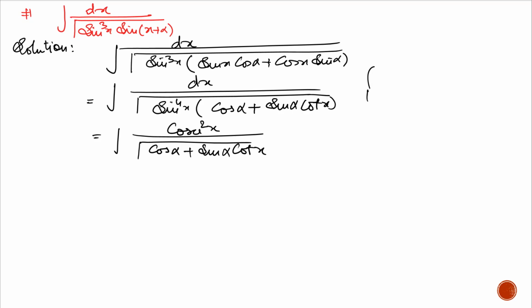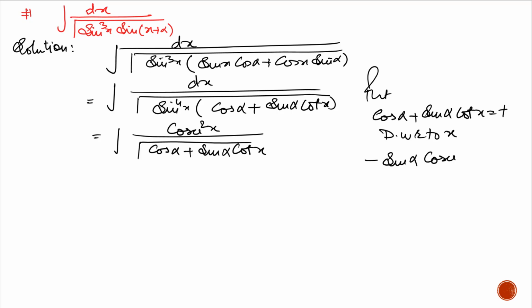Now we put cos alpha plus sine alpha cot x equals t. Differentiate with respect to x both sides and we get the derivative of cos alpha is 0, sine alpha as it is, and the derivative of cot x is minus cosecant square x equals dt by dx. So cosecant square x dx equals minus dt by sine alpha.